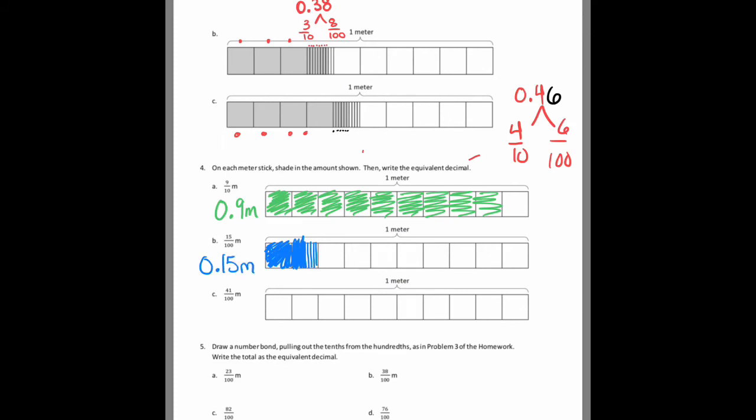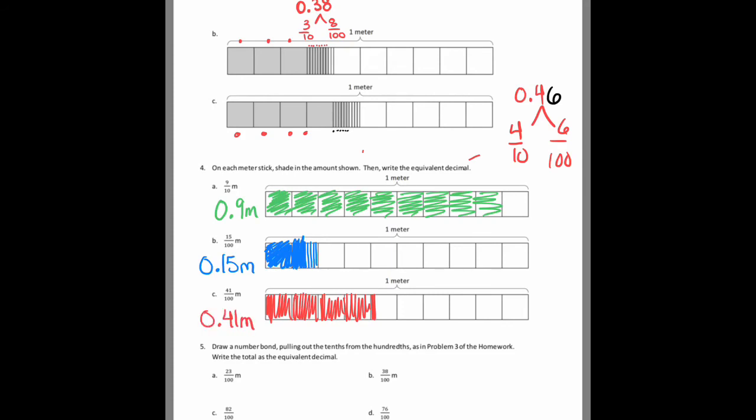Okay, and the next one, it's 41/100 of a meter, so that means I'm going to shade in 4 of the big blocks because that's 10, 20, 30, 40 hundredths, or 4/10. And then I'm going to shade in 1 more hundredth right here to get the 41, so it'd be 0.41 meters.